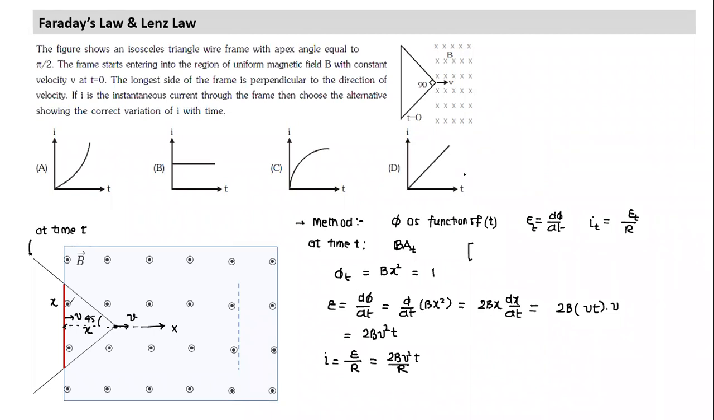So which graph is valid? This graph is valid. And how long will this continue? What happens after some time? The entire triangle will be inside, and once the entire triangle is inside, the flux becomes constant. So will I become constant? No, sir, it'll be zero. When the entire loop is inside, flux will become constant, and then current will become zero. If flux becomes constant, it means the rate of change of flux is zero, which means EMF is zero and I is equal to zero. And when you start going out, the current will decrease.